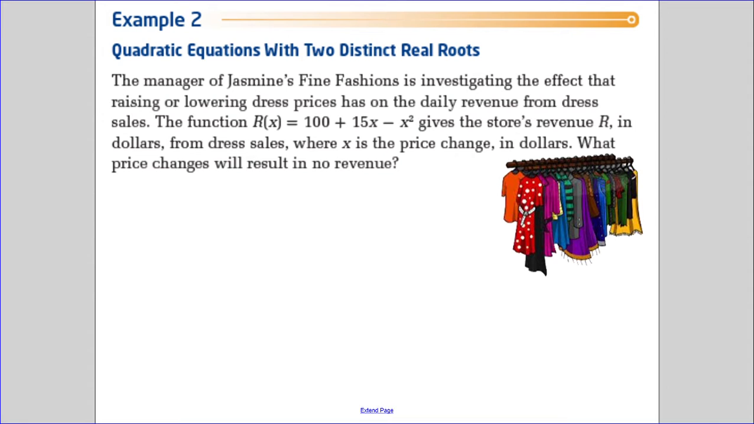So remember that r of x is the revenue. So basically it's saying, what value of x can I get so I have no revenue? So basically r of x here is 0. So 0 is equal to 100 plus 15x minus x squared.